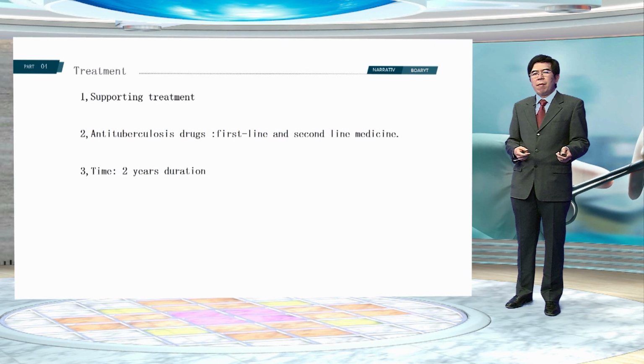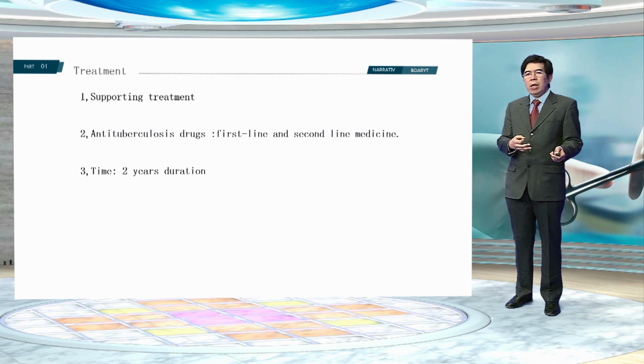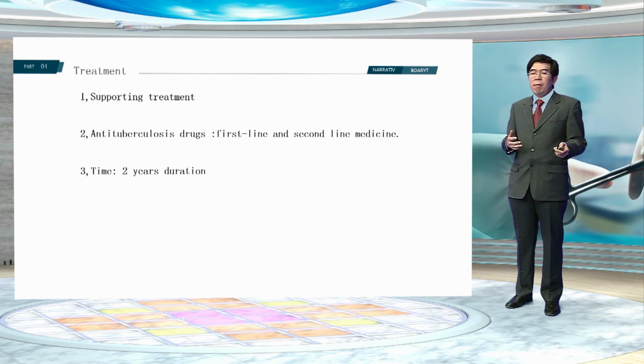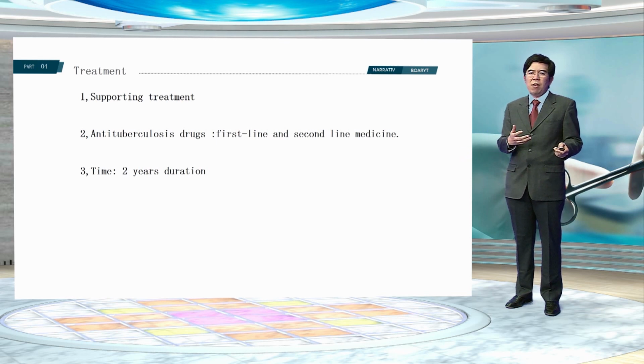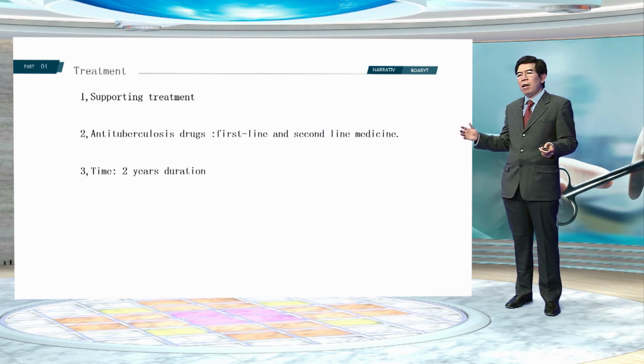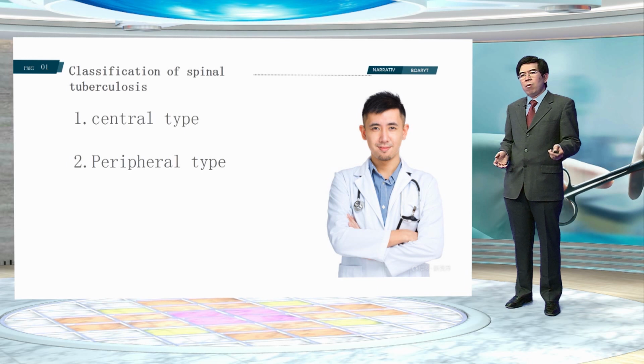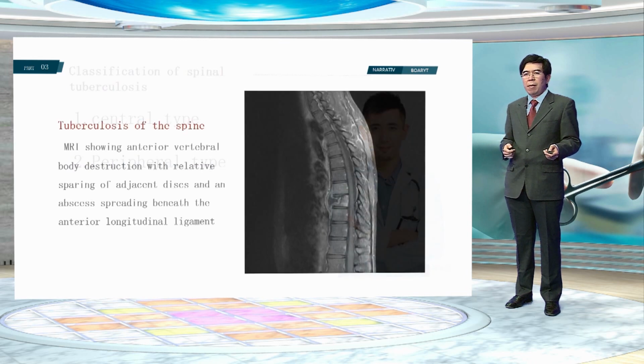The treatment, there are 3 points, such as supporting treatment and anti-tuberculosis drugs. We have the first-line drug and second-line drug. And then is the time. Basically, that should be at least half a year, sometimes even as long as 2 years duration. And the classification of spinal tuberculosis, there are 2 parts. One is central type. The other is peripheral type.